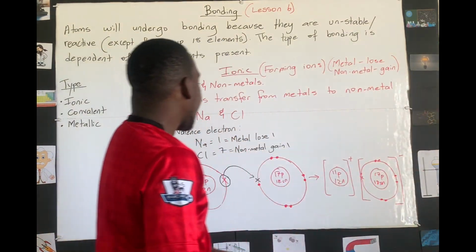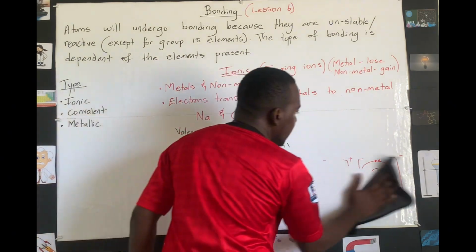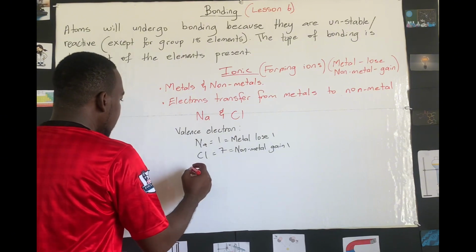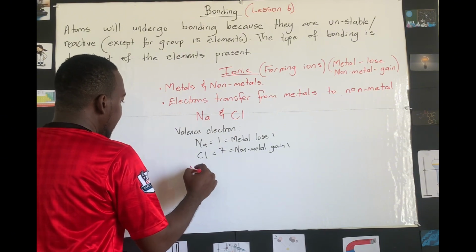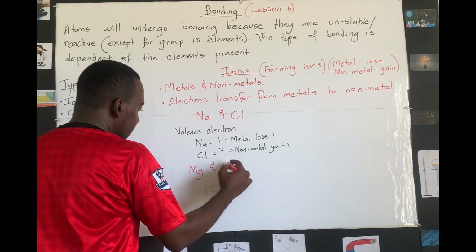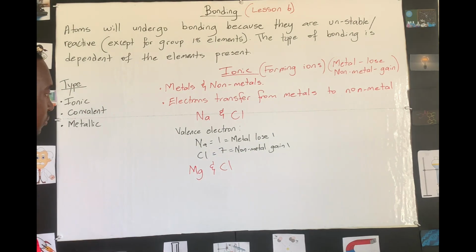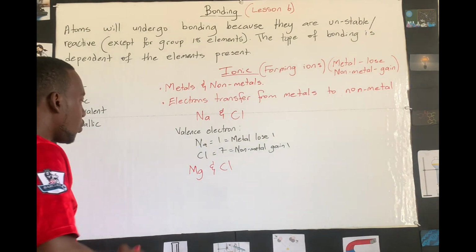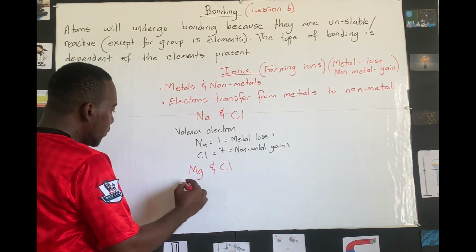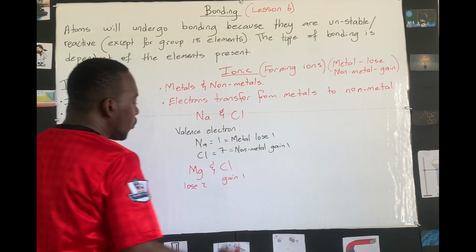So let's look at magnesium, and let's go with chlorine again. So we know magnesium is a metal and chlorine is a non-metal. So magnesium will lose 2 electrons and chlorine we know will gain 1.